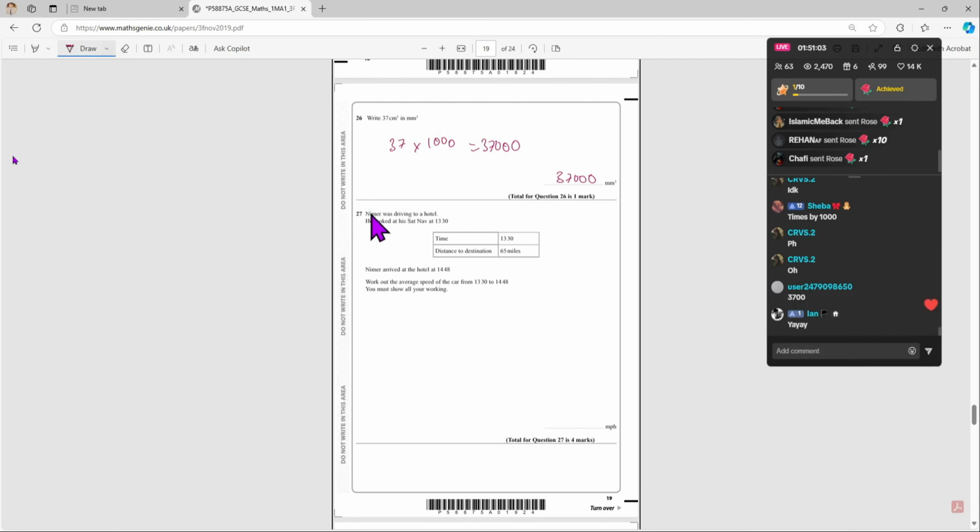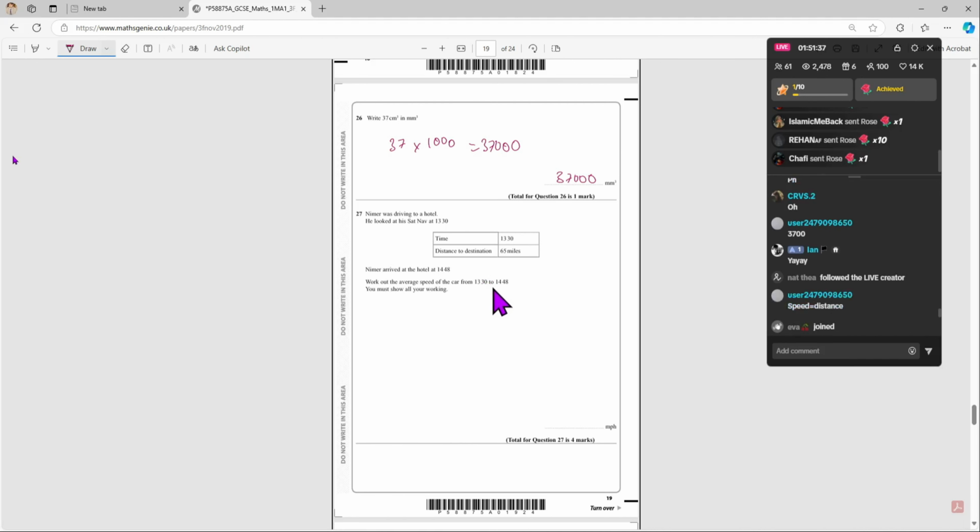So question number 27. Nemo was driving to a hotel. He looked at his SAT NAV at 13:30, so at 1:30 p.m. The distance to destination is 65. Nemo arrived at the hotel at 2:48 p.m. Work out the average speed of the car from 13:30 to 14:48. You must show all your working.